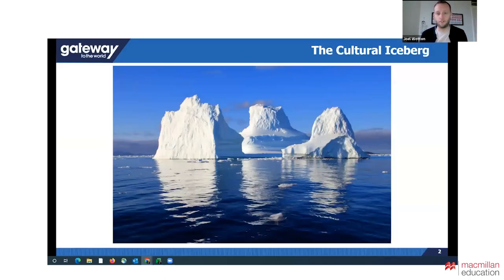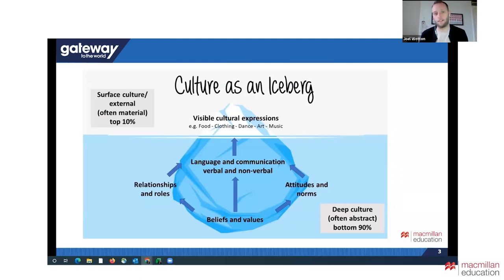I like to think of culture almost like an iceberg. Apart from being very nice to photograph and quite dangerous to boats, culture is like an iceberg in the sense that most of it sits below the water. Lots of what we see in culture is just that top 10%, which we often talk about: food and clothing, dance, arts and music. These are the things that we often know about other cultures. But what is often below the surface that we don't see are things like the relationships and roles in a culture, the beliefs and values, and the attitudes and norms.